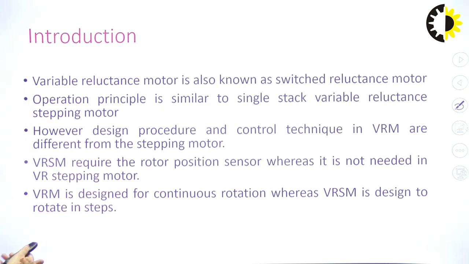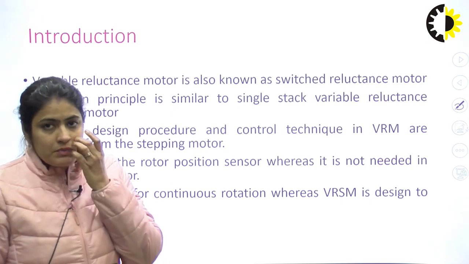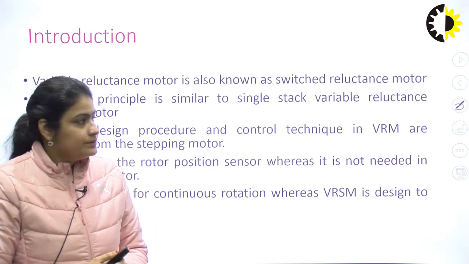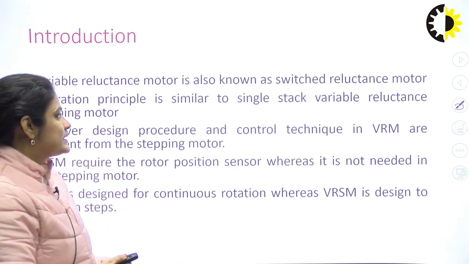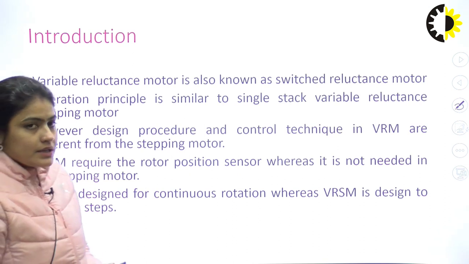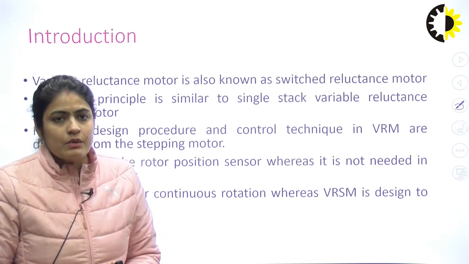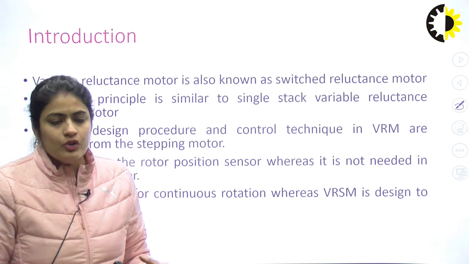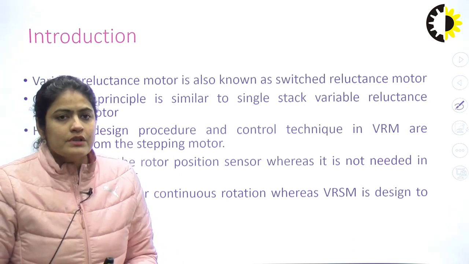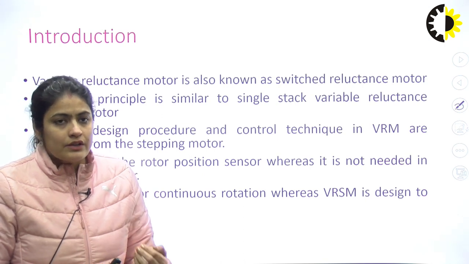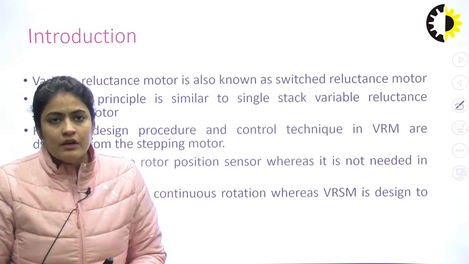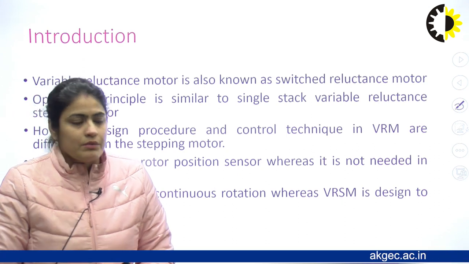So, the introduction. This variable reluctance motor is also known as the switch reluctance motor, because its principle is based on the difference in the reluctance, right? And the operating principle is similar to the single stack variable reluctance stepping motor. A stepper motor is also one kind of motor, where the drawback is that it can be used only for lower power ratings and it produces the torque in steps, right? With the help of a switch reluctance motor, we are getting continuous rotation in comparison to the stepper motor, right?